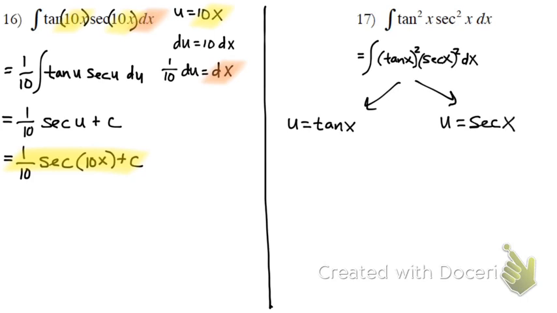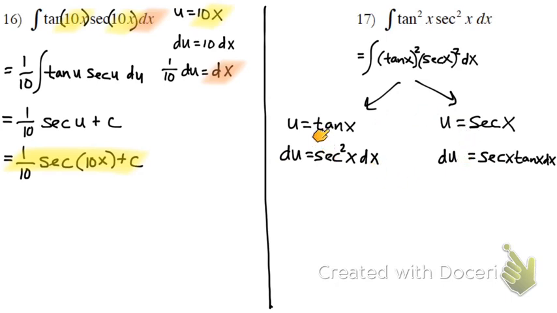Well, the derivative of tangent is secant squared x dx. And the derivative of secant is equal to secant x tangent x dx. So looking at these two options for what u could be and what du could be, I want to be able to replace all of my x's without bringing in extra x's or anything like that.